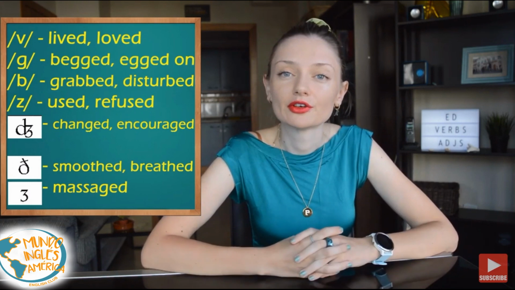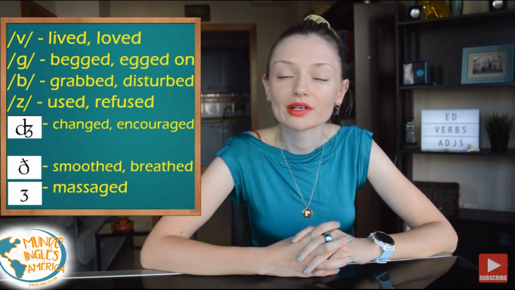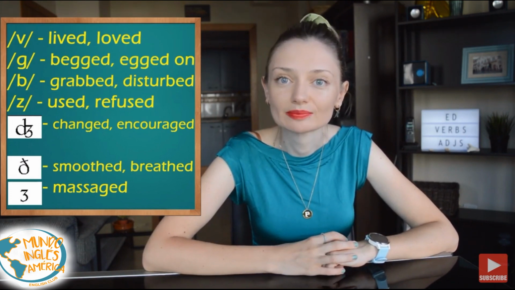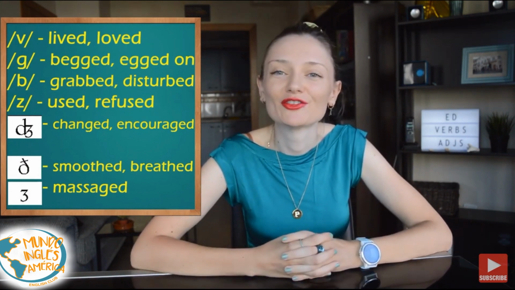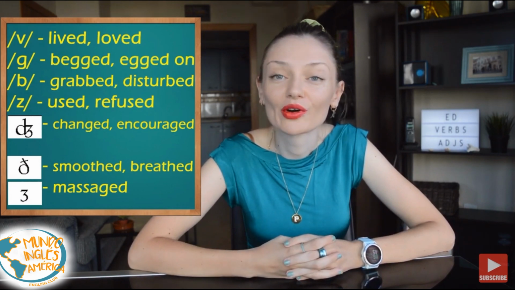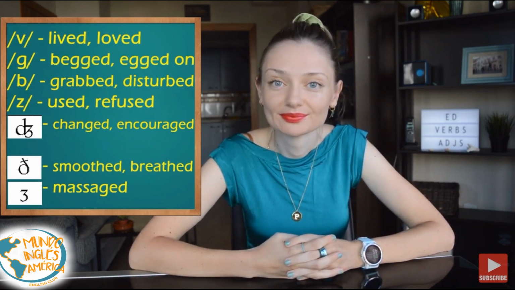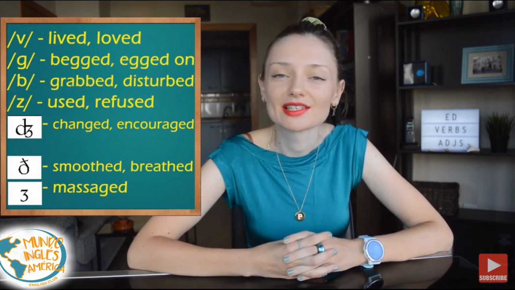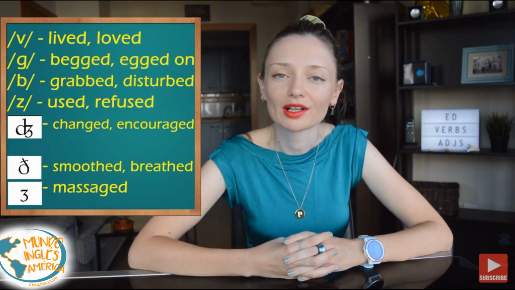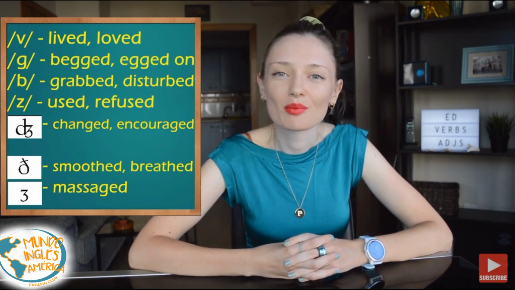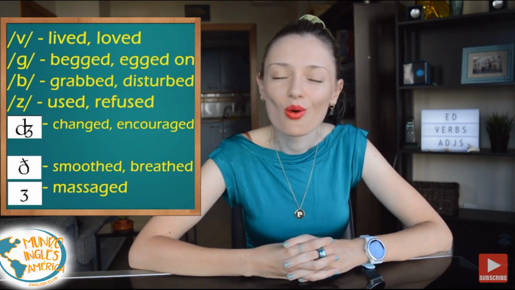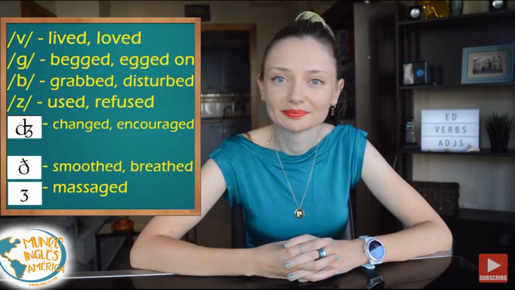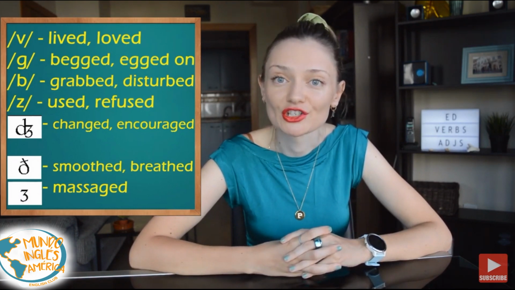The sound b, for example, grabbed or disturbed. The sound z, used or refused. The sound j, for example, changed or encouraged. Next sound, the sound v, theta forte, v, for example, smoothed or breathed. The sound j, for example, massaged.